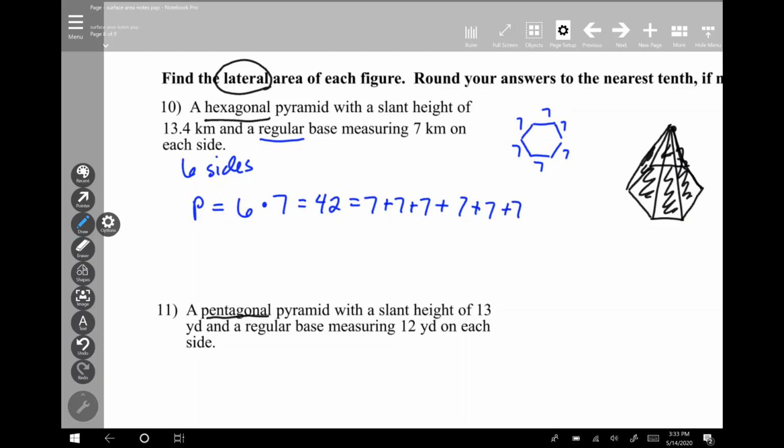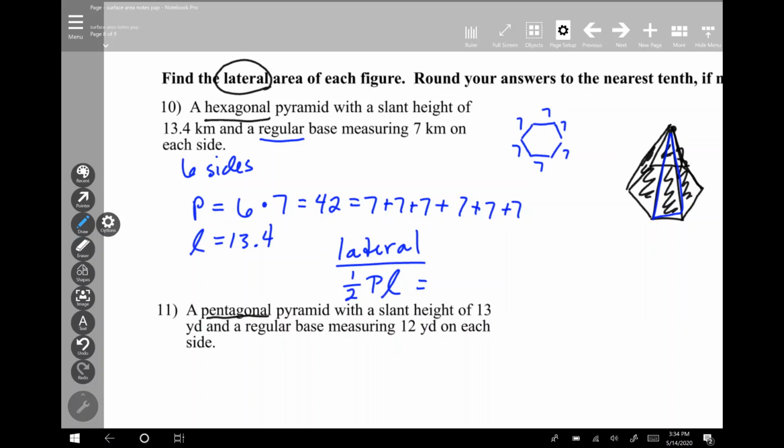So the perimeter of the base is 42, and then the slant height, we read the description here: a hexagonal pyramid with a slant height of 13.4 kilometers, and a regular base measuring 7 kilometers on each side. So the lateral area is 1/2 the perimeter of the base times the slant height. The whole reason it's 1/2 is because these sides are all triangles. And how do you find the area of a triangle? Base times height divided by 2. So that's where that 1/2 comes from.